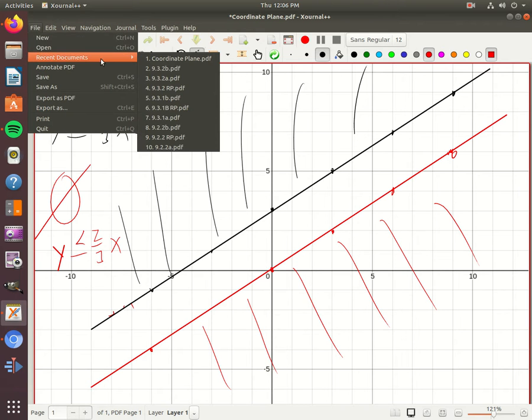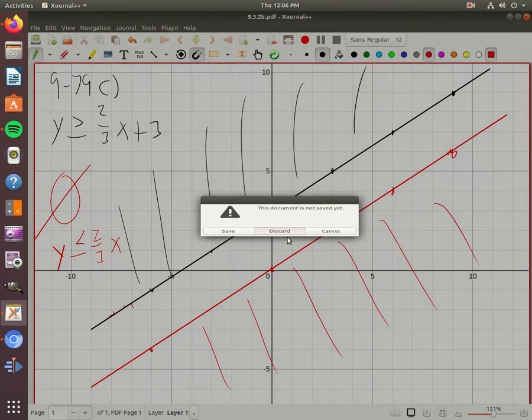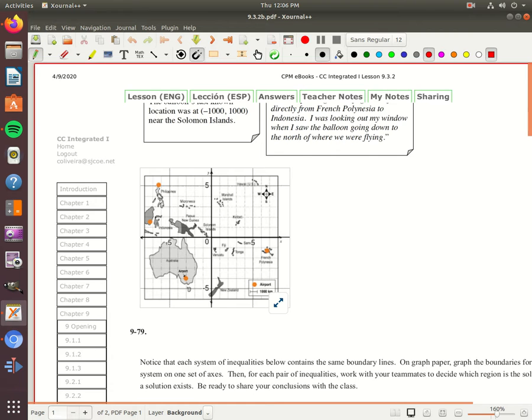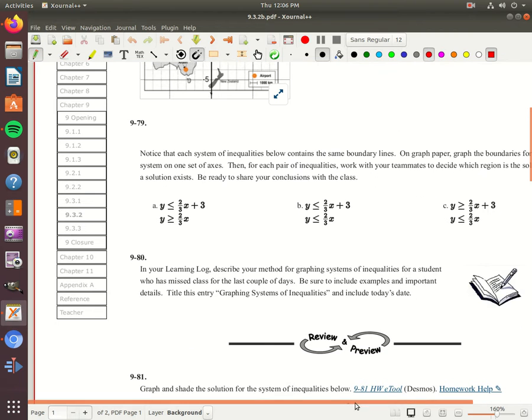But I just want to jump over real quick and double check to make sure I'm not missing anything. Looks like there's some learning log. Describe your method for graphing systems of inequalities for a student who has missed class the last couple days. Hopefully 932 makes sense. Kind of just a review and a word problem, really.